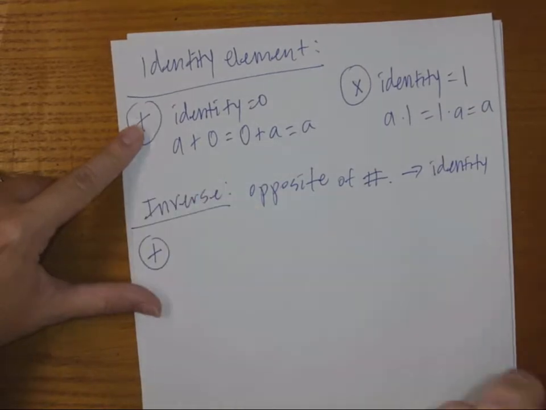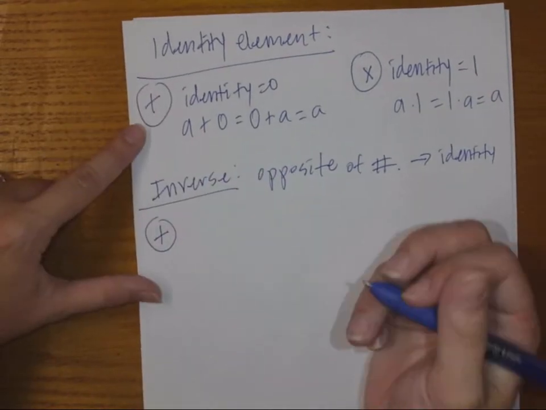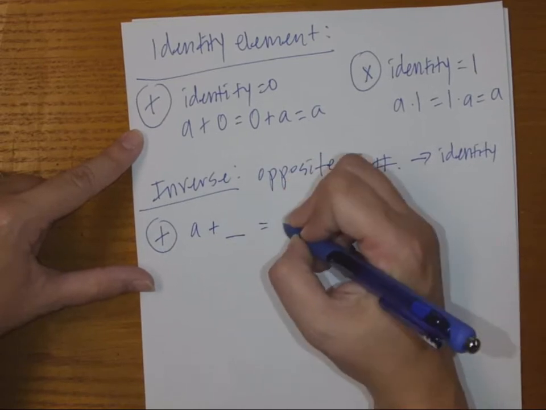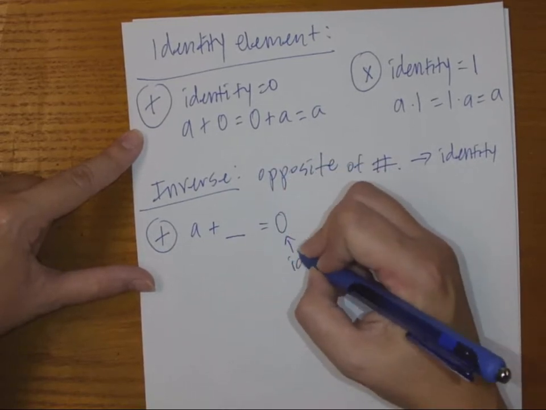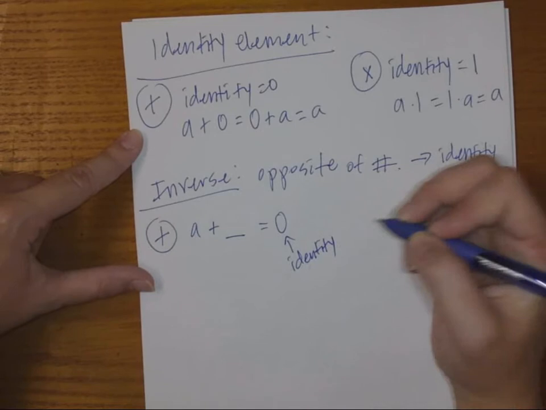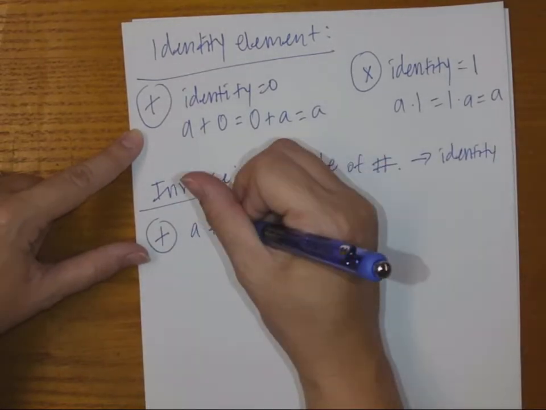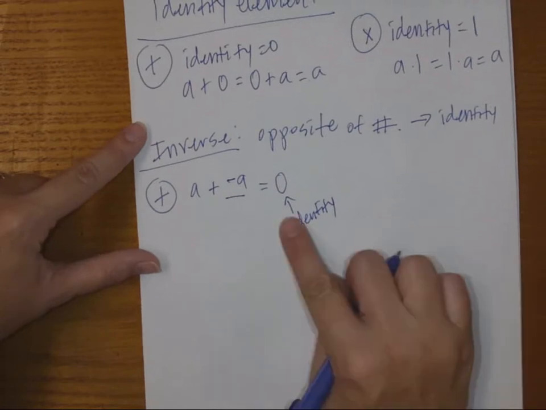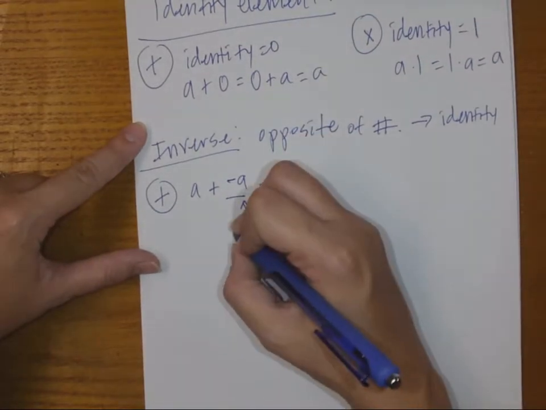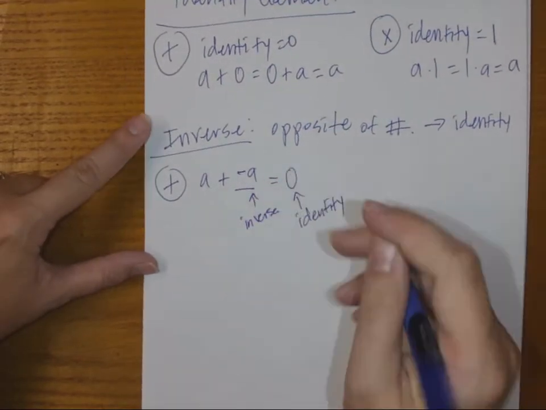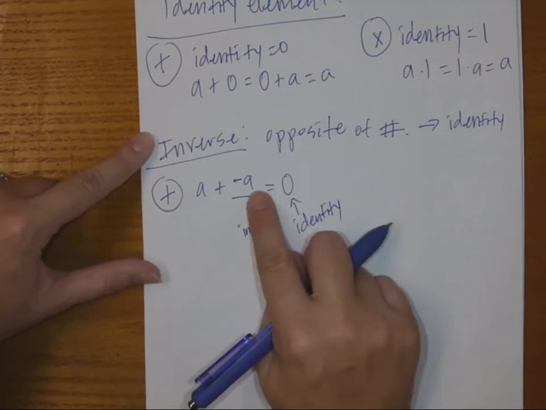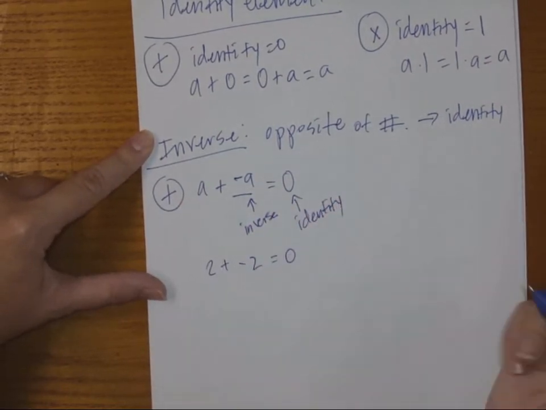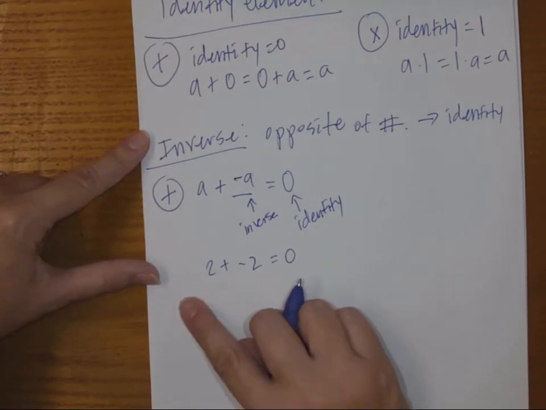So for addition, if I have a number A, what do I need to add to it to end up with the identity? Well, the opposite for addition is a negative number. So A plus negative A equals my identity, 0. This right here is my inverse. Okay, so for addition, the inverse is just a negative number. So for example, 2 plus negative 2 is 0. 0 is the identity, and negative 2 is the inverse of positive 2.